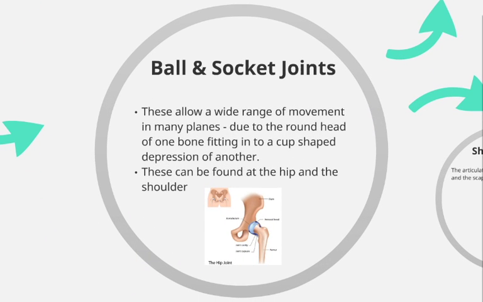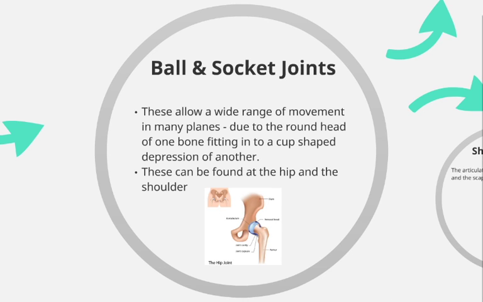Moving on to the second category then, ball and socket joints. These allow a wide range of movement in many planes. By that we mean it can move in one direction then the other. So it's not like the knee that only bends and extends. These particular joints allow you to move in all directions.